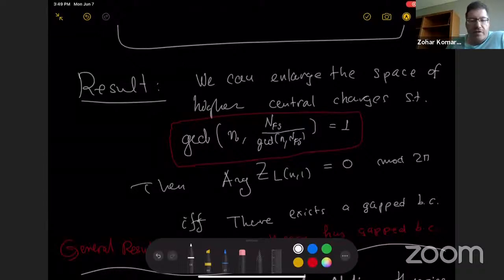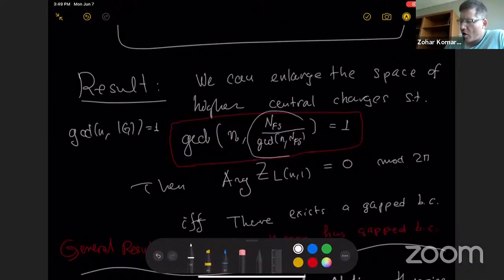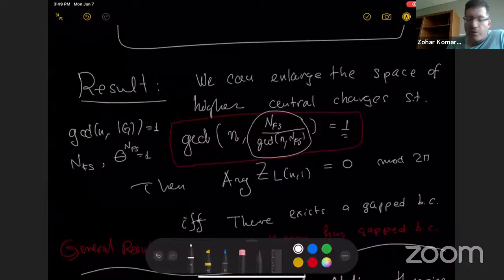You can enlarge the space of the GCD condition. So previously, remember that we required that the allowed n satisfy this. But you can allow for more n, such that GCD of n with some funny combination here is 1. N_FS, well, I have to define N_FS. N_FS is the Frobenius-Schur indicator. The simplest definition of it is that it's the smallest integer such that all the topological spins are N_FS-th roots of unity. And you know that such an integer exists because there is a theorem by Vafa.